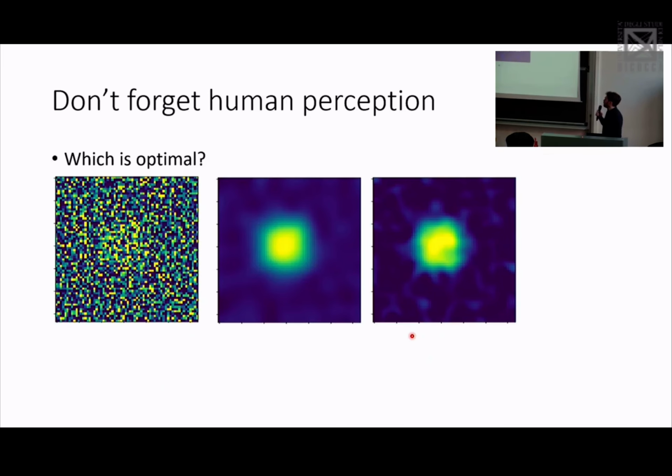Also, you need to remember the human perception. If I ask you which of the two denoising results is optimal, probably for a computer this one will be the best one, but for us it will be this one because we preserve more edges, probably. But there is no statistical definition, I mean, there is no univocal definition of that.